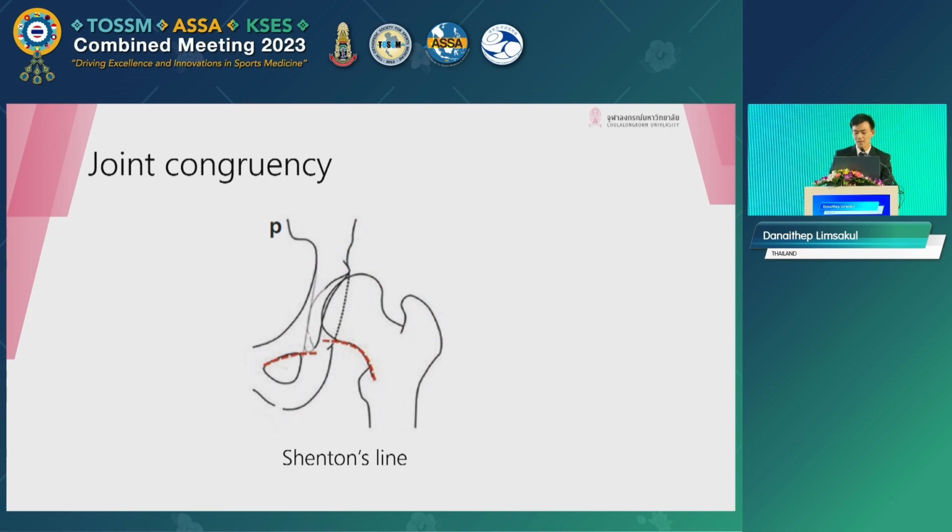And last, which is probably the easiest, especially for the younger residents, is to check the joint congruency, which is Shenton's line, whether it is intact or interrupted. Shenton's line is the line from the caudal femoral head-neck contour to the superior border of the obturator foramen. If it is interrupted, it does not form a harmonic arc, which in this case, it is interrupted.